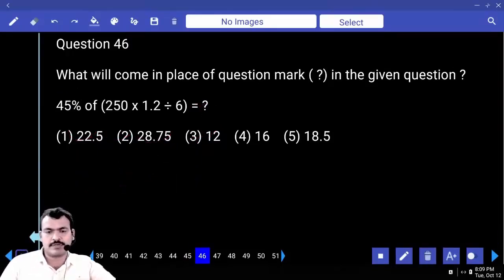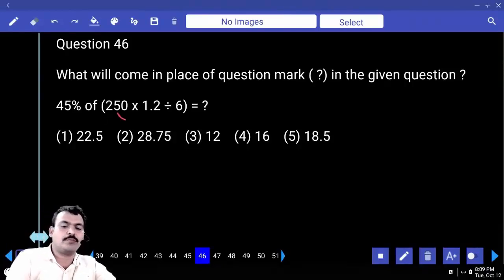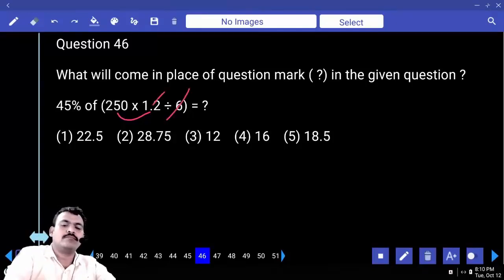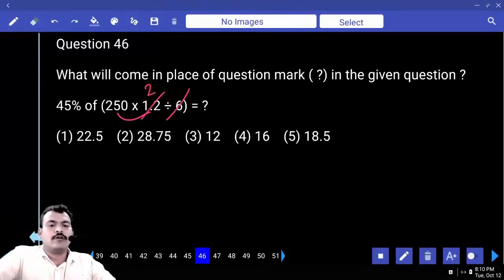Next, question number 46 onwards. 45% of 250 times 1.2 divided by 6. And here, which is the first priority? Bracket value or percentage? Bracket value. First 250 times 1.2 is nothing but 25 times 12. Divided by 6, 12 is 2 times 6. 25 times 2 is 50. Then 45% of 50 is the reverse: 50% of 45. What is half of 45? 22.5.